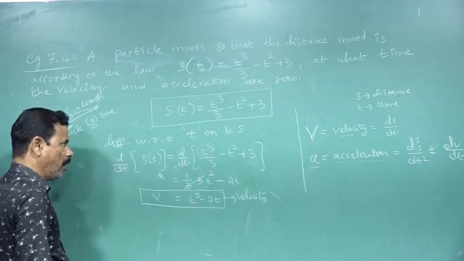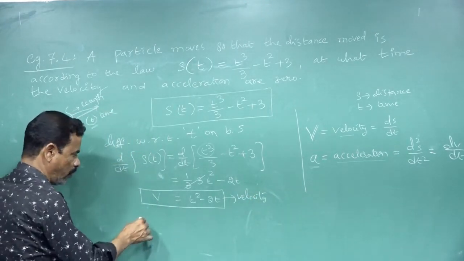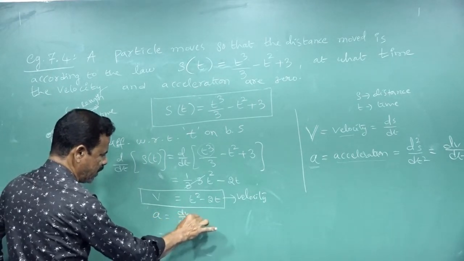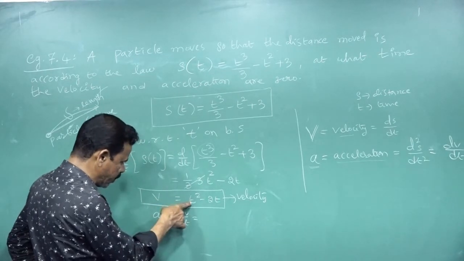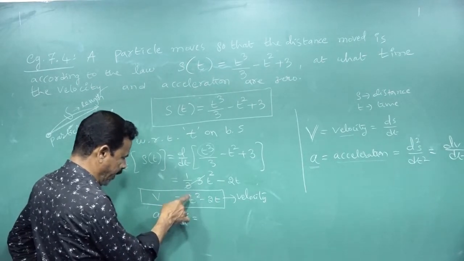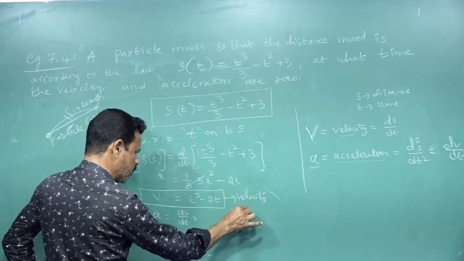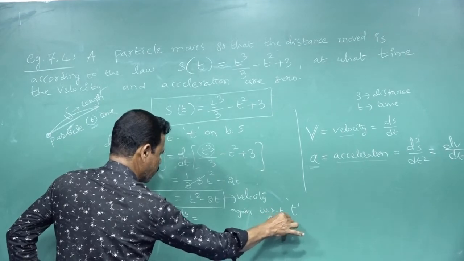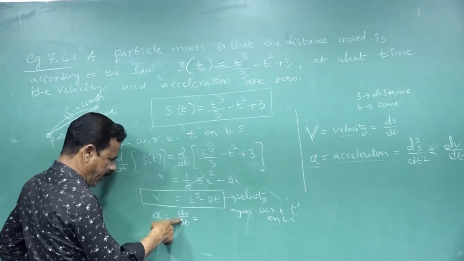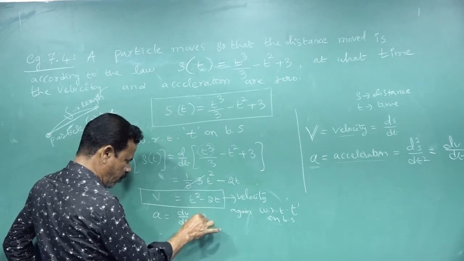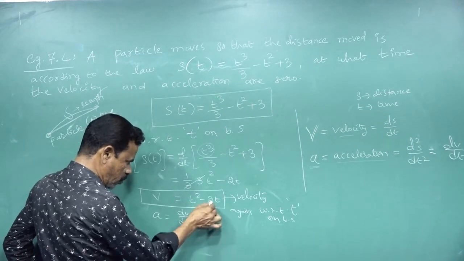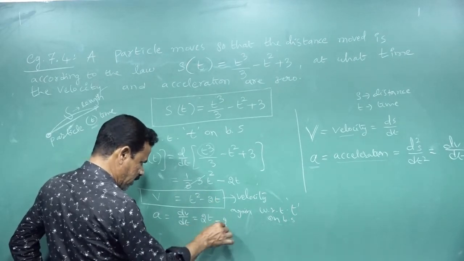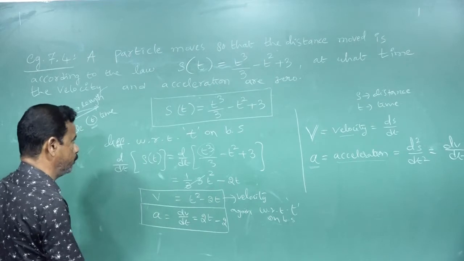After that we find the acceleration also. Acceleration a is equal to dv by dt. So this is differentiation with respect to t, again derivative with respect to t on both sides. dv by dt is equal to t square derivative 2t, minus 2t derivative 2 only, t derivative 1, only 2t minus 2. This is the acceleration.